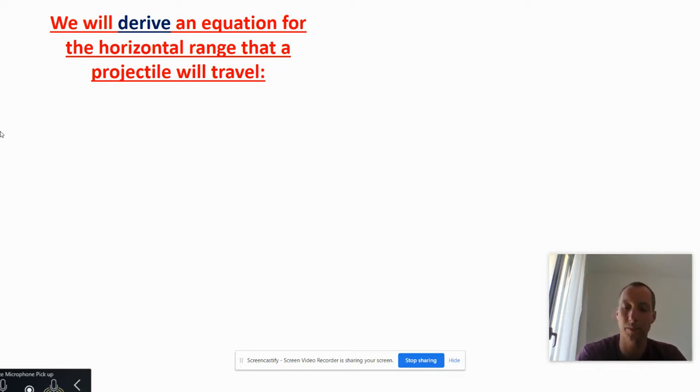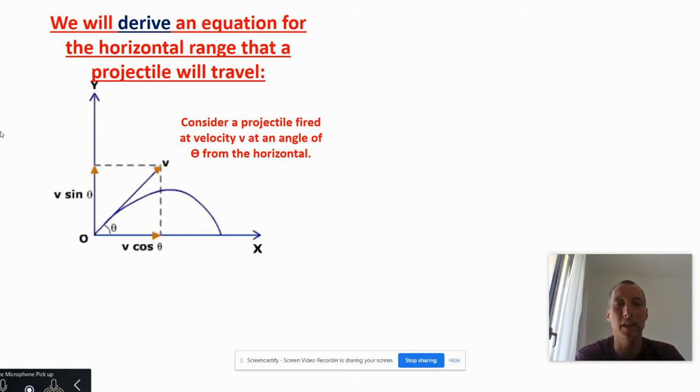So we're going to start off by considering a projectile that's fired at velocity v at an angle of theta from the horizontal. So you see this straight line leaving zero. Okay, this is my projectile. The projectile is going to follow a path, the curved path there, but its initial velocity is going to be v, and that's obviously going to be made up of a vertical part and a horizontal part.